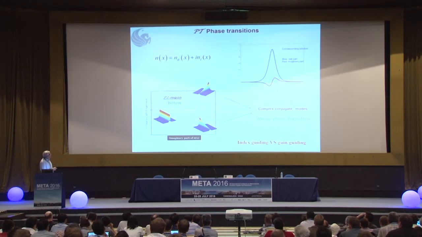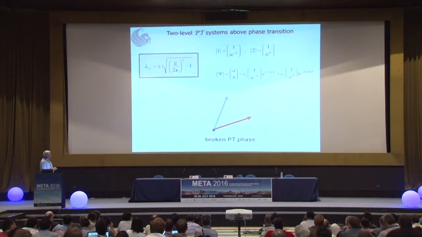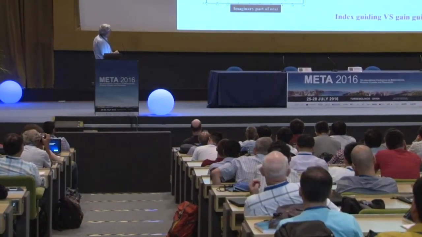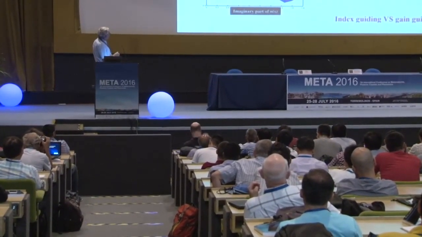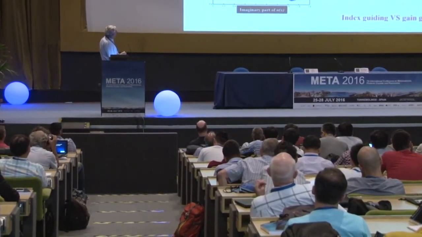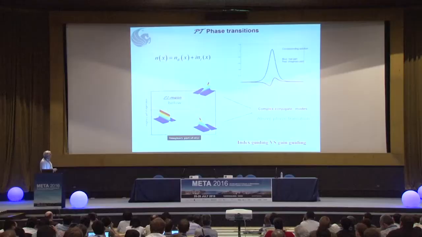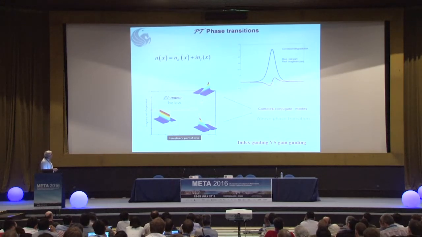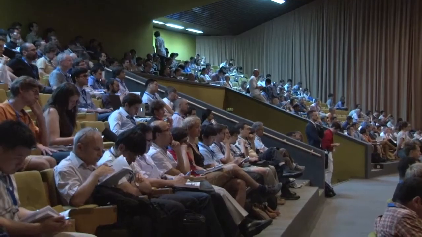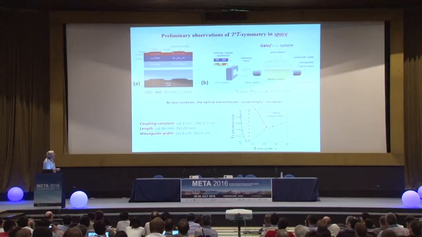But if I overdo it, in other words, if the gain-loss contrast exceeds a certain critical value, then the spectrum starts to bifurcate, and one mode will experience gain, and the other one an equal amount of loss. This is what we call a symmetry breaking point. This is a phase transition point, the exceptional point, where we signify the transition from real eigenvalues to complex. To some extent, in the language of optics, this can be understood as a competition between index guiding and gain guiding.